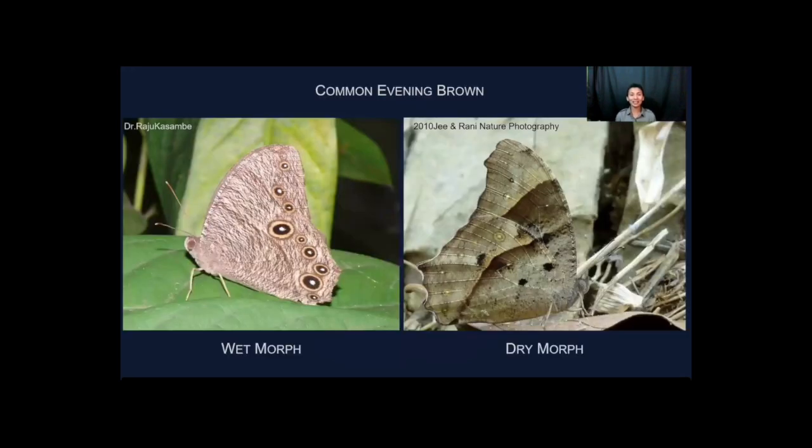Here I have the example of the common evening brown. This butterfly, can you see the 2 photographs? It's the same butterfly. It changes the morph of its wings from season to season. This one here is during the wet times of the year, monsoons and post-monsoons. This is how its wings look during the dry times of the year, late winter and summer.